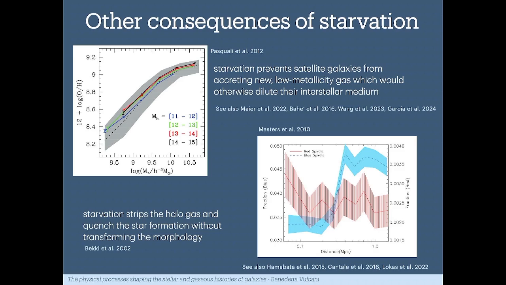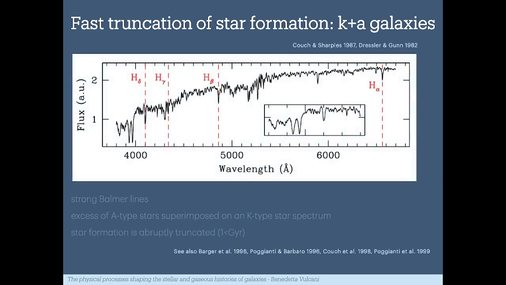So this is just the first mechanism, the first way for galaxies to get rid of their star formation. But then we have also another channel that is very fast. And when we have fast truncation of star formation, we expect K+A post-starburst signatures. This is a clear example of a post-starburst galaxy where we have no emission lines and strong Balmer lines. And many models and many studies showed that this is indicative of a suppression of star formation that happened on a very short time scale, less than 1 gigayear.